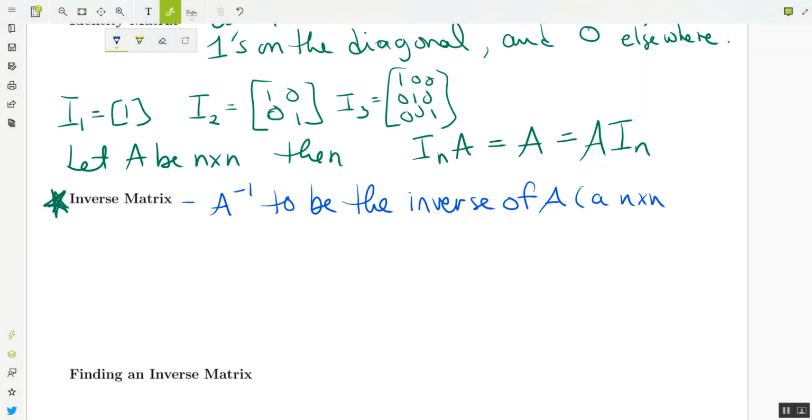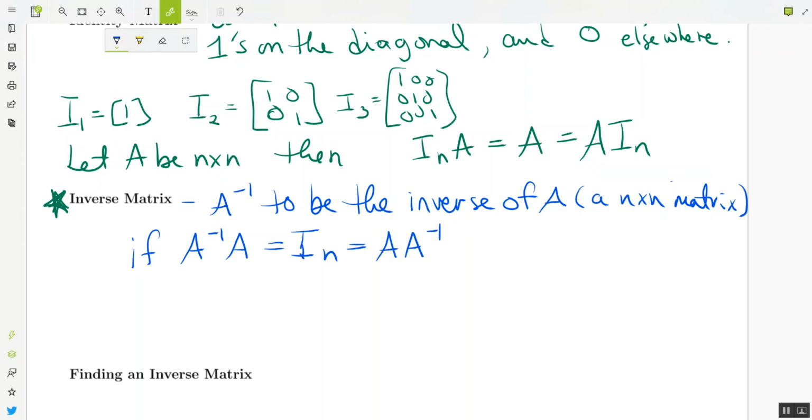An n by n matrix. I should have written that first. Oh well, too late now. Anyway, we'll write this if, when I do A inverse times A, I get I_n, and the same thing with the other side. So if I do A times A inverse.